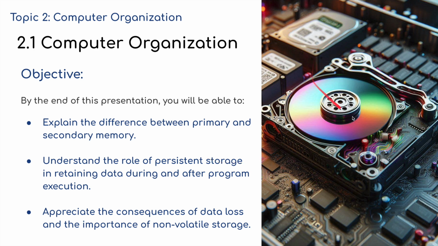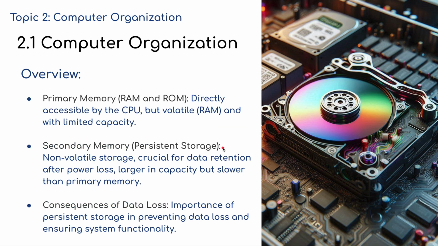You can see here we've got an old HDD hard disk, one at the back and one with its cover taken off. See how it works in terms of being a spinning disk. So, overview. Primary memory, RAM and ROM, we've talked about, directly accessible by the CPU, but in the case of RAM is volatile and it's got limited capacity.